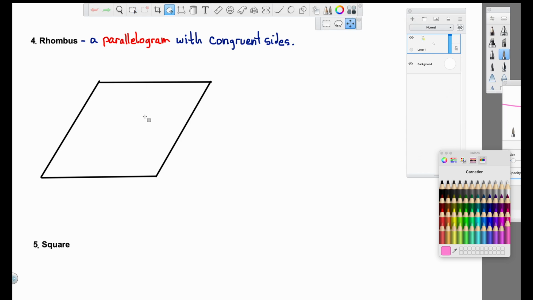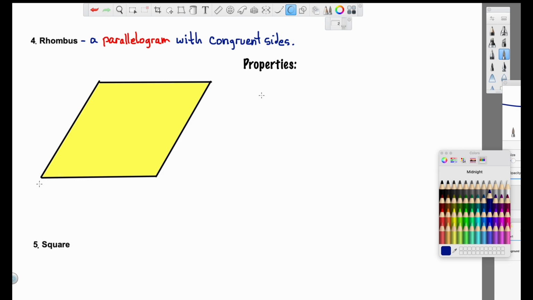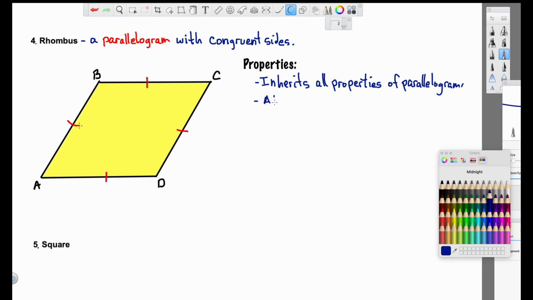So let's blow that up a little bit here. Let's get our properties. We're going to inherit everything, as I just said, from the parallelogram, and we know that all sides are congruent, so let's get that shown.